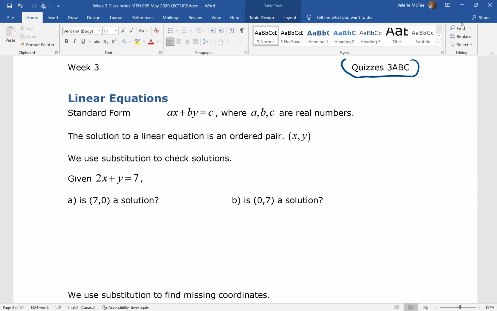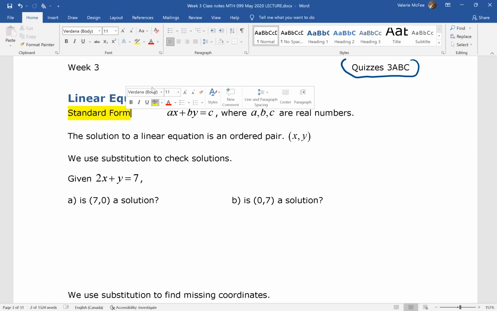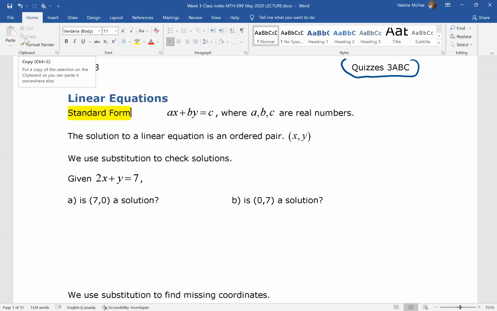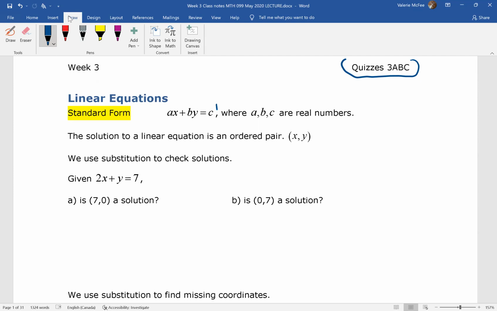We're going to start by looking at the standard form of a linear equation. So in standard form, we have a times x plus b times y equals c. And notice that a, b, and c are all real numbers. This is important. So whenever you're asked for standard form, this is what we're looking for. I should also say that a, b, and c are not fractions. So we won't have any fractions.